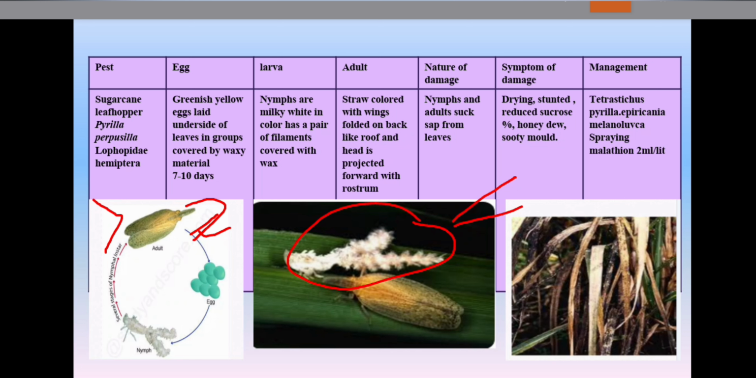As these are hemipterans, these insects will excrete honeydew, due to which sooty mold will attack the plant. And management: biological control with Tetrastichus pyrillae or Epiricania melanoleuca, and spraying malathion 2 ml per liter.